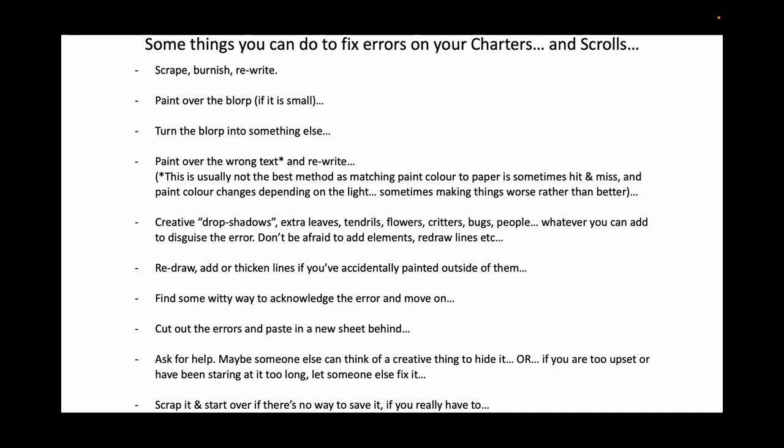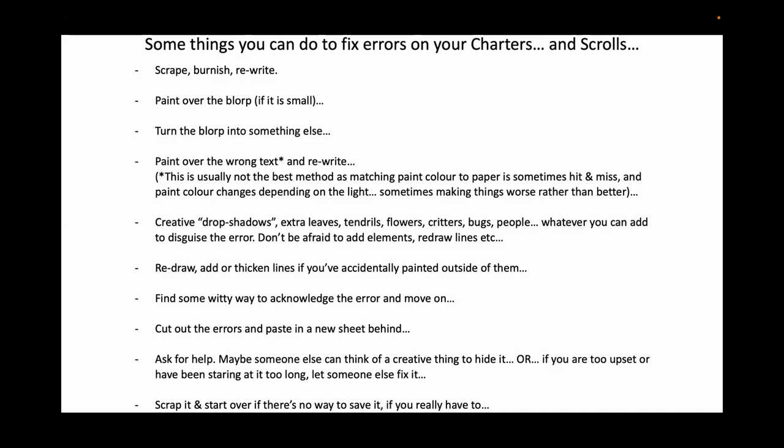If you get something like a piece of knotwork that doesn't quite work out where it's supposed to go, I just scrape out lines if I have to and redraw things or add elements to disguise things that are not working right. So don't be afraid to do that. You can redraw or add or thicken lines if you've accidentally painted over a line somewhere that you didn't intend to. I have thickened the line sometimes just to disguise that.